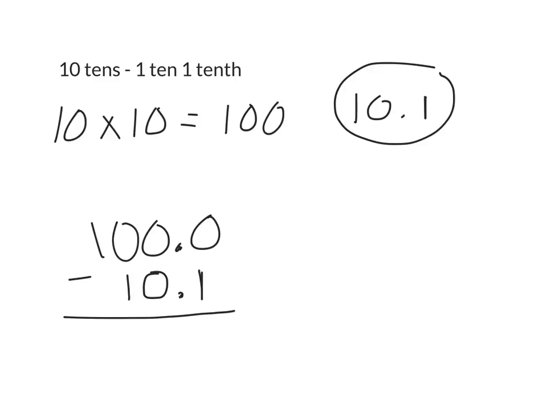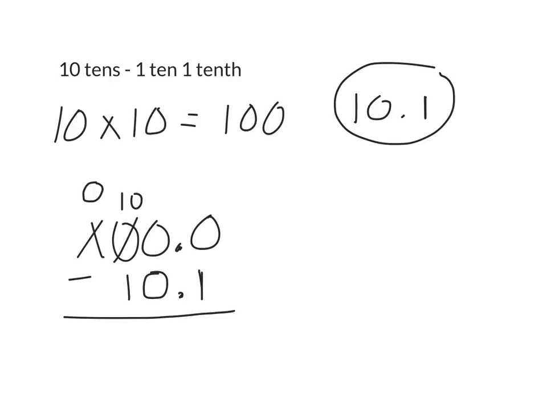Now I cannot take 1 away from 0, so I need to borrow. And if you look in your ones place, again I have a 0, and if I look in my tens place, I still have a 0 there. So I can't subtract from any of those numbers. I need to come way over to my hundreds place, and I need to borrow from that. And so that 1 becomes a 0, and the 0 in my tens place becomes a 10.